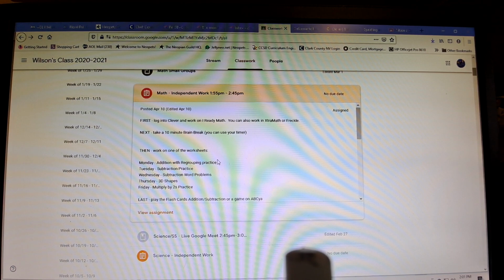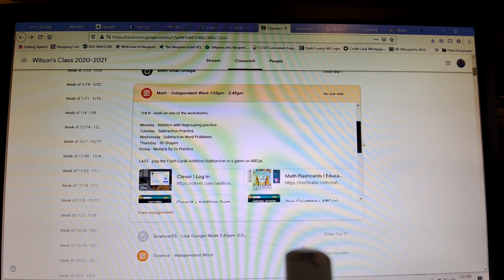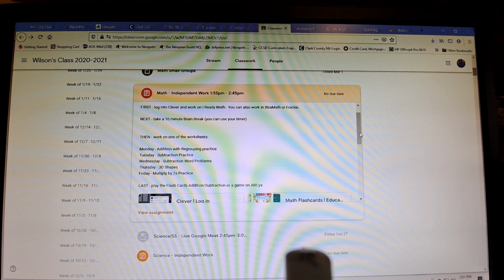Monday, we're going to practice some more addition with regrouping, and our class is getting so good at this. I'm so proud of you. I have 2-digit. I'm actually thinking maybe next week I might throw in 3-digit addition with regrouping. We will see how that goes. Tuesday, some subtraction practice. Wednesday, we're going to work on some subtraction word problems, just identifying the numbers that we need to actually solve the word problem.